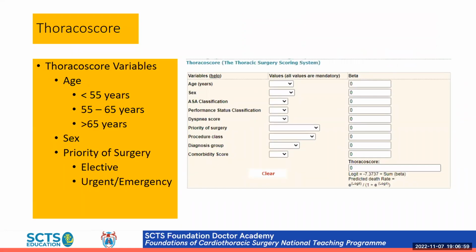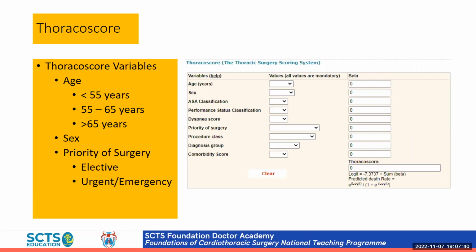The calculator is available online, and it is basically a logistic model where it gives a value to certain categories. But they mainly look at the age, sex of the patient, ASA classification, the performance status, the dyspnea score, whether the surgery is urgent or elective, the procedure class, whether it's a pneumonectomy or not, the diagnosis group, whether it is malignant or benign, and then the comorbidity score, how many comorbidities the patient has. And each one will have a value.